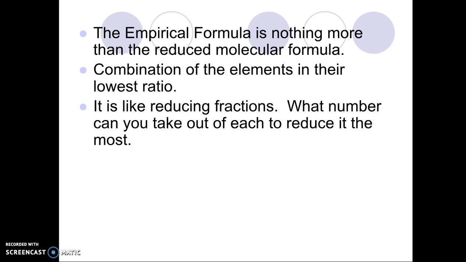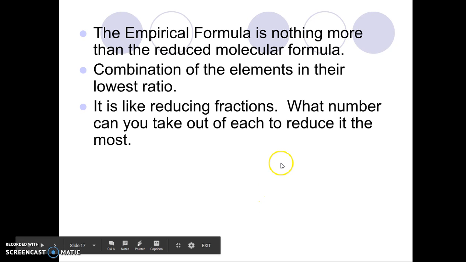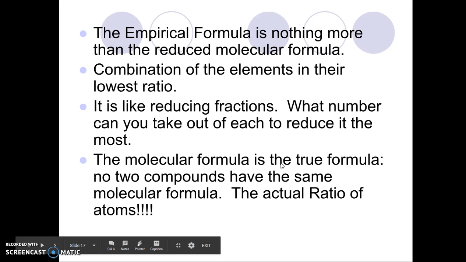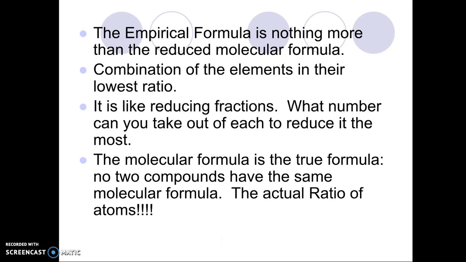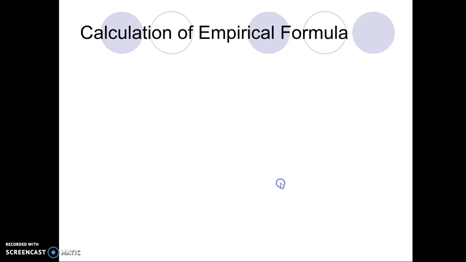You can think of it like reducing fractions. What number can you take out of each to reduce it down? And then the molecular formula is the true formula, or the actual formula. The actual ratio of atoms. No two compounds can have the same molecular formula. So, like I said, in order to figure out what the molecular formula is, you have to first figure out what the empirical formula is.